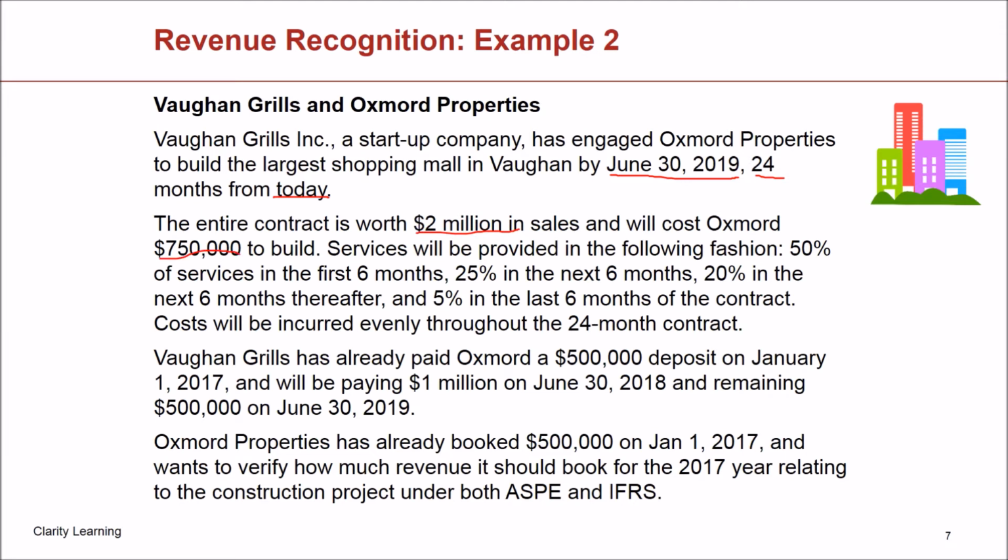And that the entire contract was worth $2 million in sales, and that we know what the cost is as well. So let's actually make sure we understand what the question is. How much revenue should it book for the 2017 year? And we know that it's already booked $500,000 as revenue. We also know that services will be provided in the following stages over here. And we also know costs will be incurred evenly. And that Von Grills has already paid Oxford $500,000.